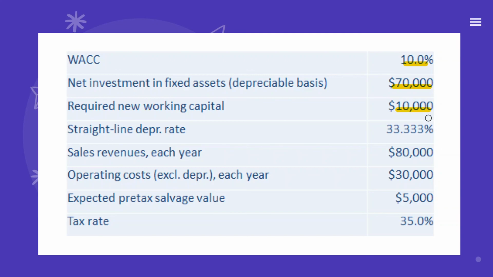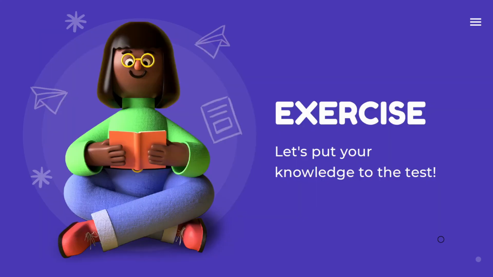A straight line depreciation is 33.3% each year. It is 1/3. Expected revenue and costs are as follows. At the end of the project, the salvage value of the machine is $5,000. We assume a marginal tax rate of 35%. Good luck on your study and practice the exercise.